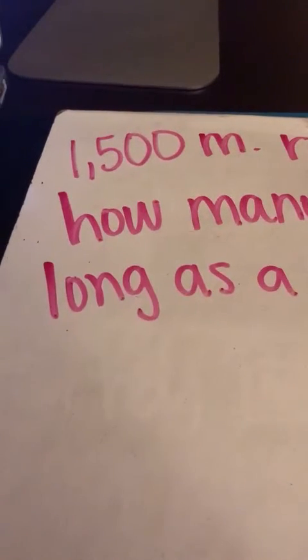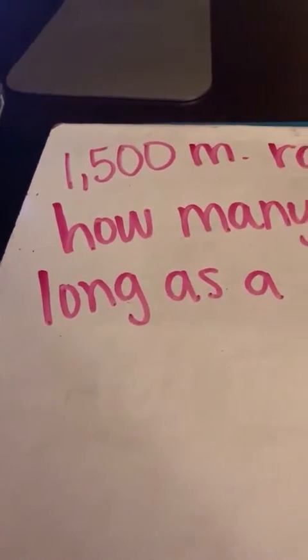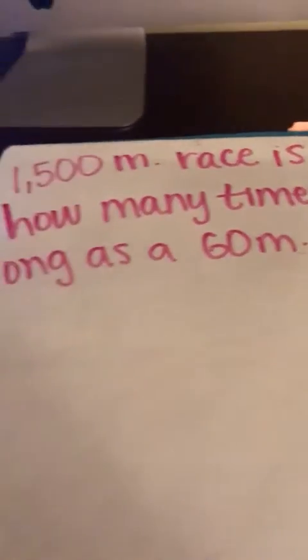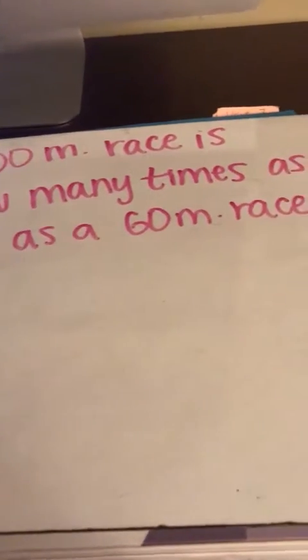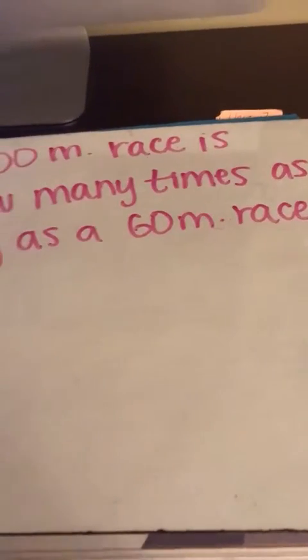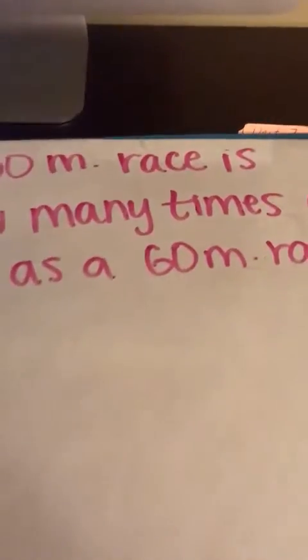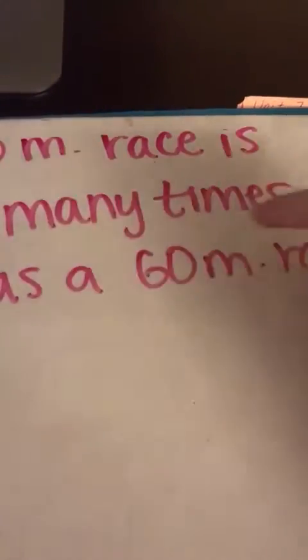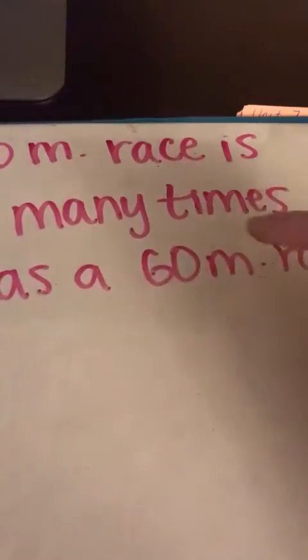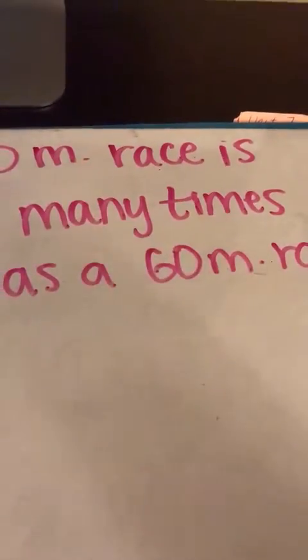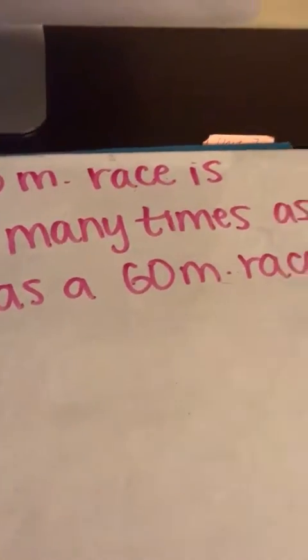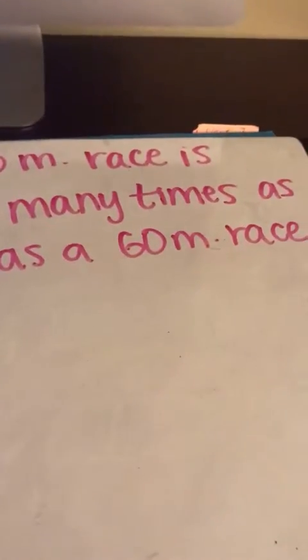It says, in a track meet, a 1,500 meter race is how many times as long as a 60 meter race? So you can already see the wording of the problem is a little different. You can kind of zoom in on these words here. How many times longer? Okay, so in this case, we're going to be using multiplication or division to find out our answer. So I'm going to set up an equation.